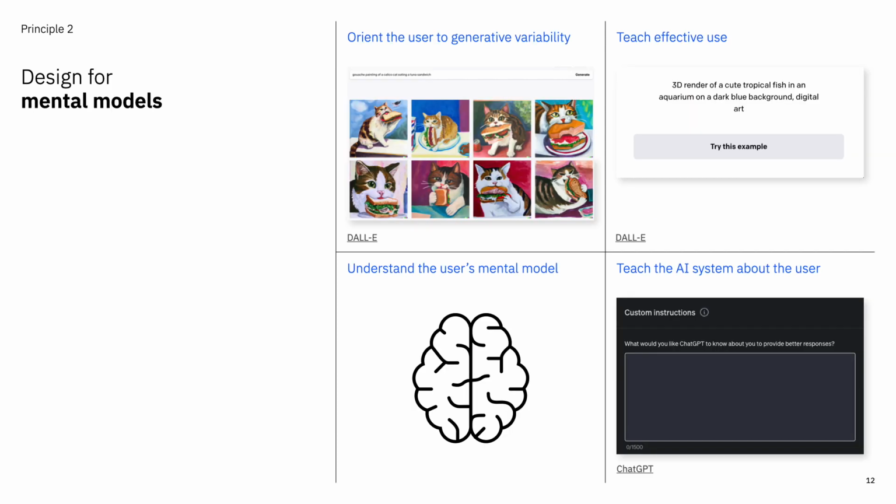Our second principle is to design for mental models. Mental models represent a user's understanding of how a system works and how to use it. So the strategies here focus on ways to help users understand concepts like generative variability and learn how to use the system effectively. DALL-E does this by providing tutorials and examples of what you can do with it, and also by explicitly showing multiple outputs for your prompt.